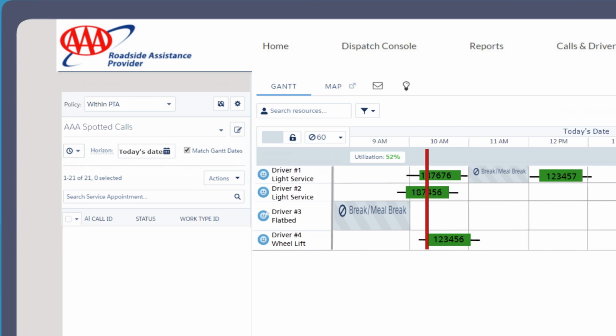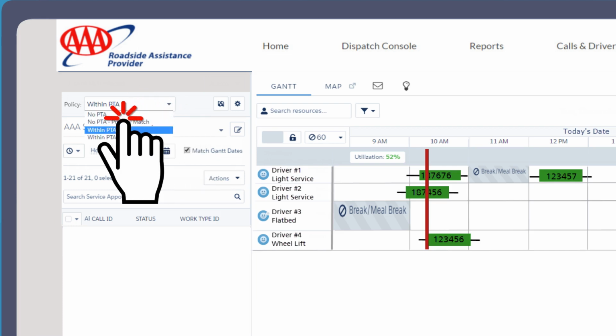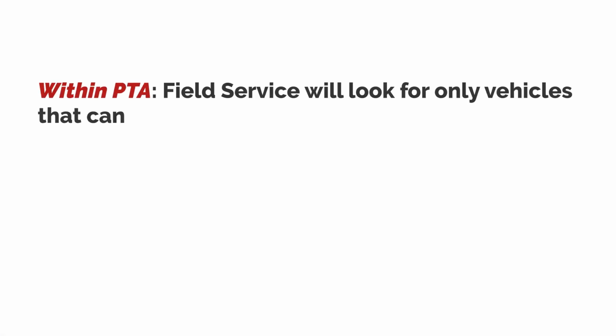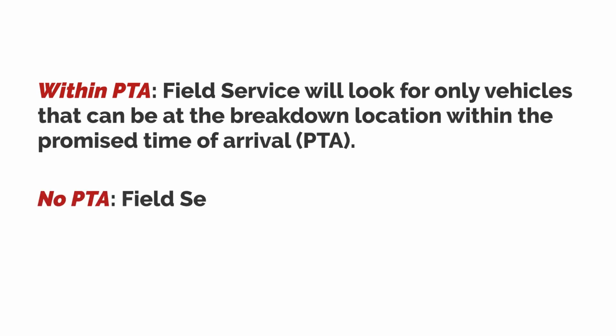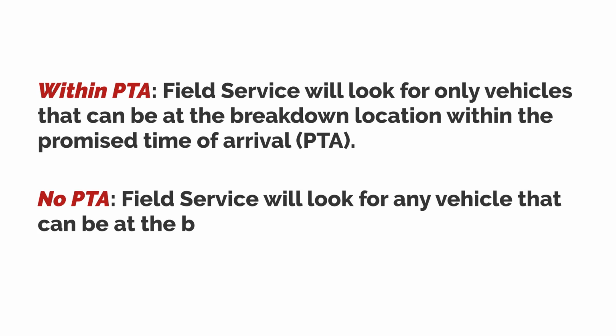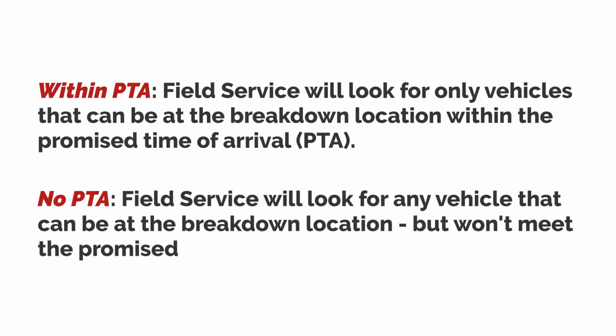Why? Because, remember, field service will route the service based on which vehicle can get to the location the fastest and with the least amount of travel. You want to switch from the default policy of within PTA to no PTA. Why? Because using the within PTA policy, we'll look for only vehicles that can be at the breakdown location within the promised time of arrival. Since there are no vehicles that meet that criteria, you now need to broaden your search and look for vehicles that can get to the breakdown location, but won't meet the PTA.